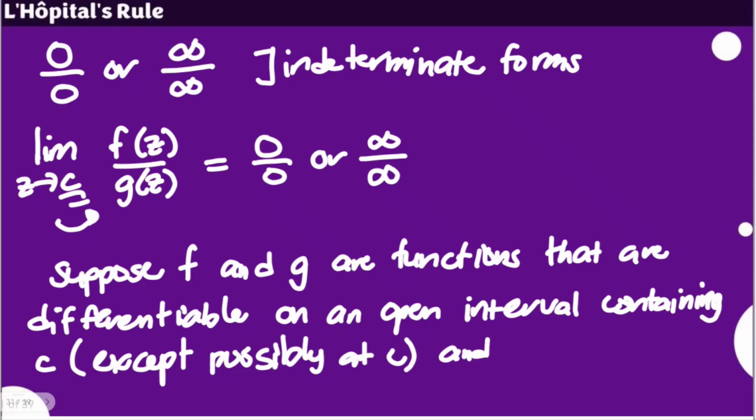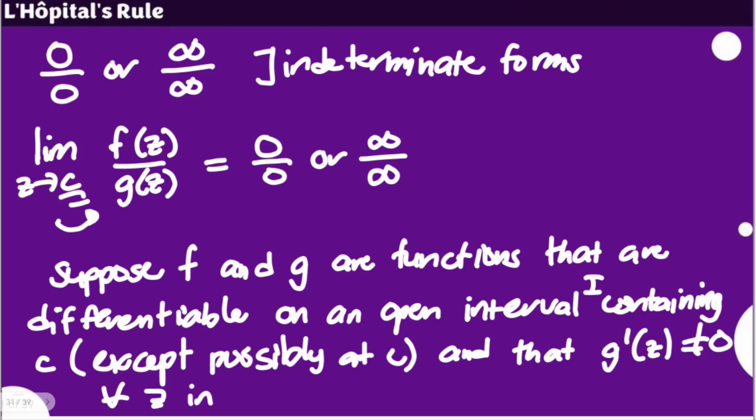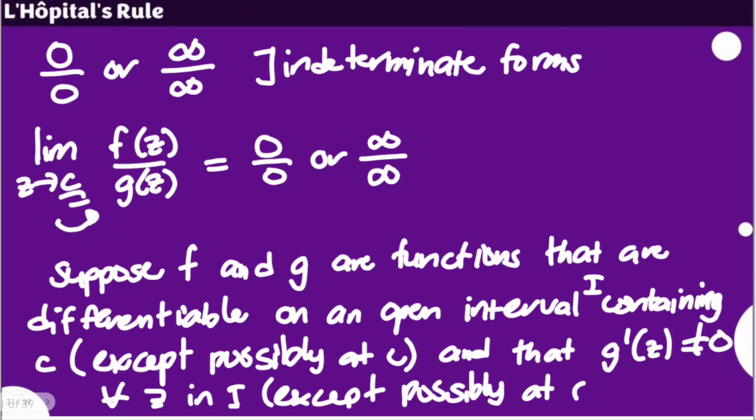And here comes the concept: if we take the first derivative of your denominator, it is still not equal to 0 for all z in your open interval, let's say I, except possibly at c. If these are considered to be true, or they hold for the situation, then L'Hopital's rule can be used later on.